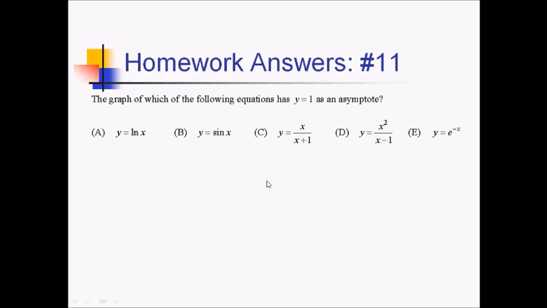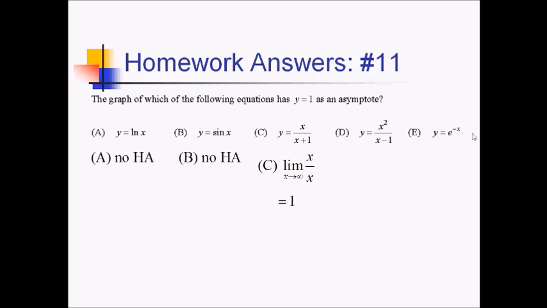For number 11, we want to know which of these equations has y equals 1 as an asymptote. So taking a look at each of these, this is one of those process of elimination ones, I think. ln of x has no horizontal asymptote, has a vertical one, but not a horizontal one. Sine doesn't have any horizontal asymptote, it just keeps oscillating. This one, we have a rational function, so we can do the whole choose your champion thing. We've got x on the top and x on the bottom. That just reduces to 1, so that's looking like a pretty good answer choice at this point.